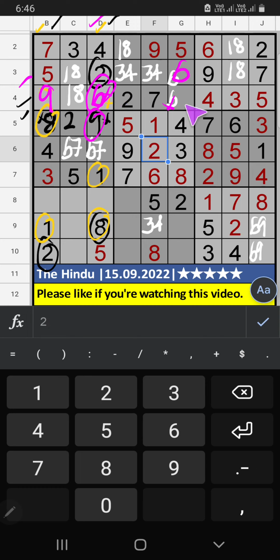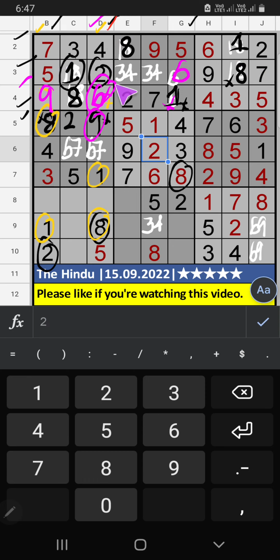Fourth row, 2 numbers are remaining, 1 and 8. Column G, we have 8. So 8 can't come in the cell, 8 is confirmed here. Then 1 is here. Then first grid, only one number is remaining, 1 is confirmed here. Third row, we have 1, so 1 can't come in the cell, 1 is confirmed here. Then 8 is here. Then second row, only one number is remaining, 8. 8 is confirmed here.